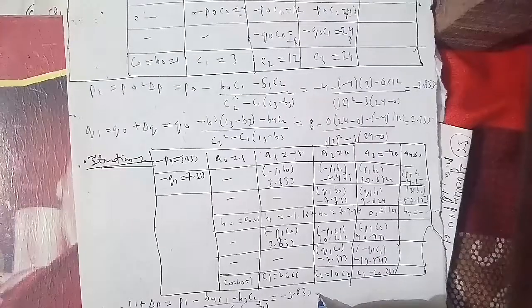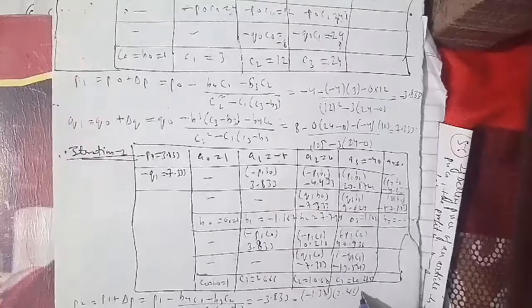So we go ahead to find p2 equals p1 plus delta p, which equals p1 minus b4 c1 minus b3 c2 upon c2 square minus c1 c3 minus b3, equals minus 3.833 minus minus 1.377 times 2.666 minus 1.102 times 10.68 upon 10.68 square minus 2.666 times 20.285 minus 1.102, which will give you the value minus 3.975.